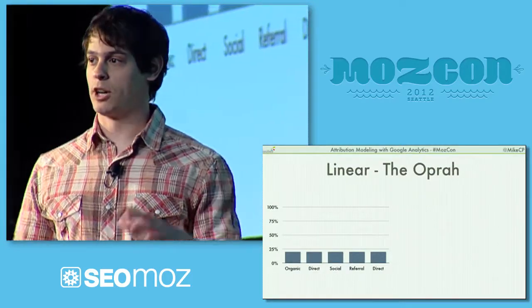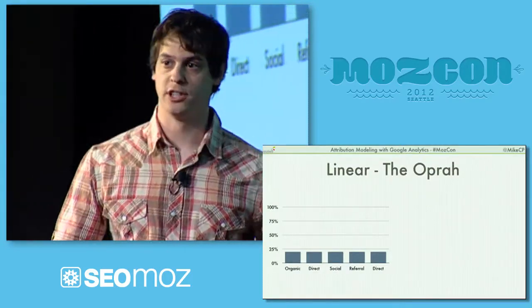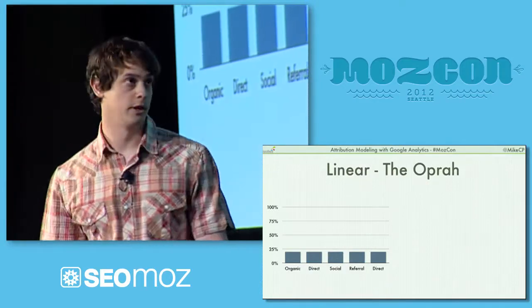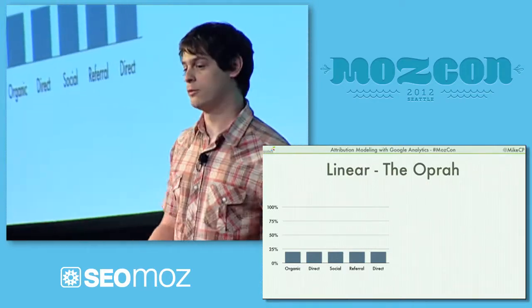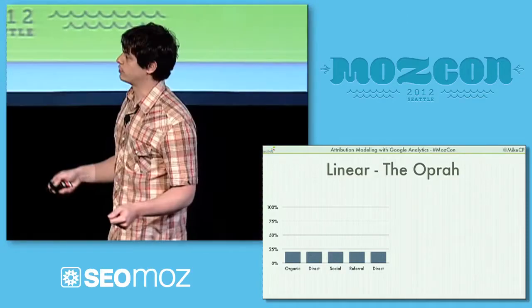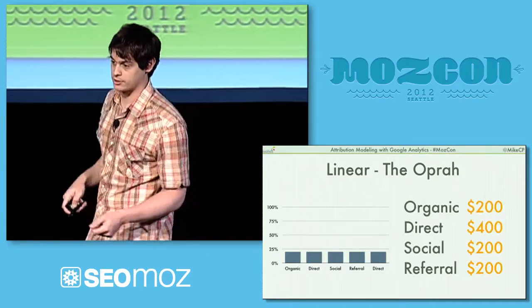So this is where we get a little more complex, and hopefully it makes a bit more sense, because now we're actually looking at more than just one touch point. We're calling this one the Oprah because she's giving things out to everyone. Everyone in this conversion path is getting $200, including direct, which gets it twice, because it's in there twice.